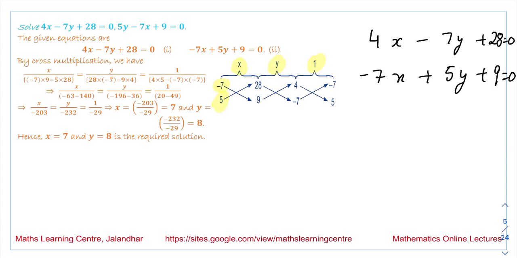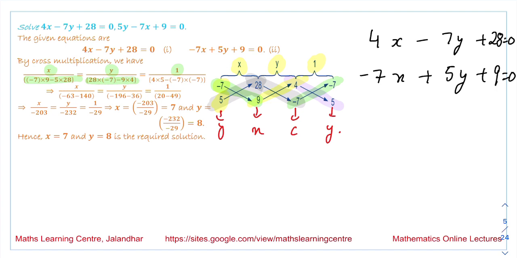These are the coefficients of y. These are the coefficients of x. These are the constant terms and these are the coefficients of y. Then it is x, y and 1 over here. Under x it is minus 7 into 9 minus 28 into 5. Next it is 28 into 7 minus 9 into 4, and last it is 4 into 5 and minus 7 into minus 7.